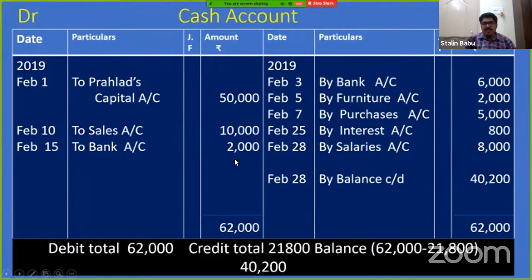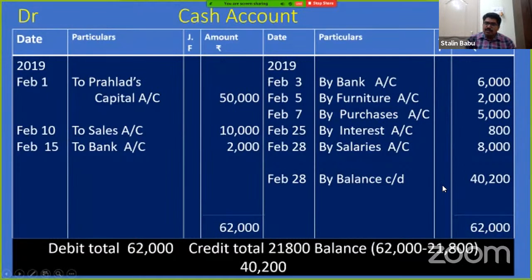First we make the total of debit and total of credit, and we write the highest total on the debit side here, that is 62,000, and the same amount is recorded on the credit side. After that, from this 62,000, we have to deduct the total credit, that means 6,000, 2,000, 5,000, 800, 8,000. If you total this, that is 21,800. If you deduct this 21,800 from 62,000, you will get the balance amount 40,200.